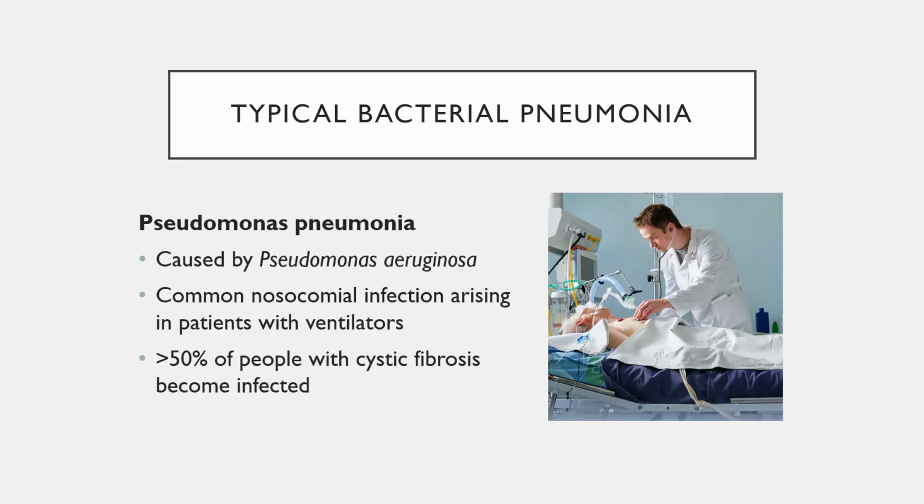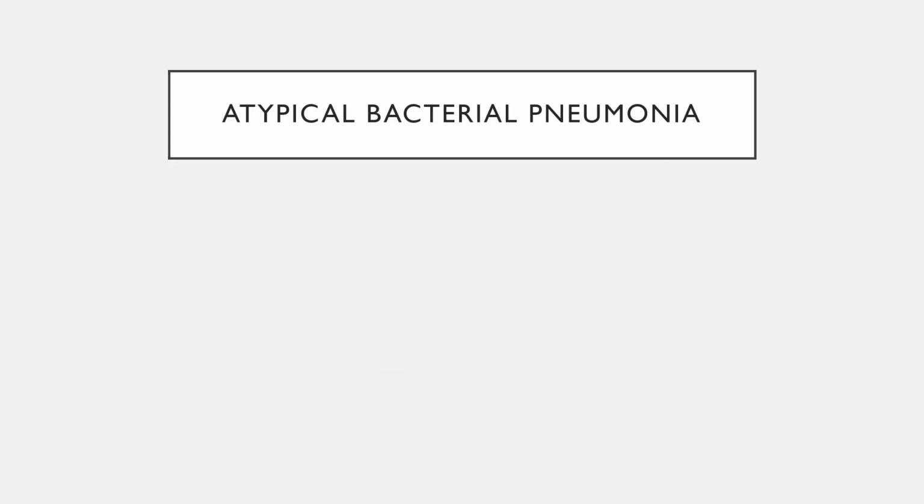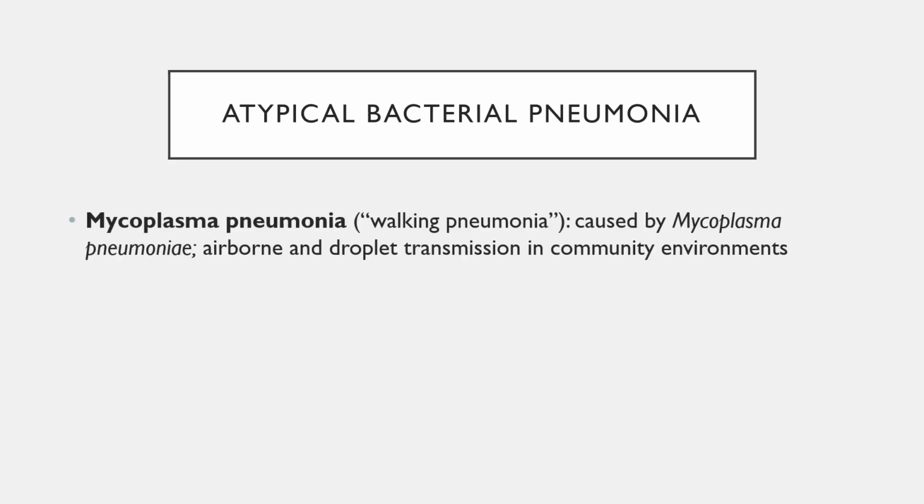And then there is atypical bacterial pneumonia. Atypical bacterial pneumonias can have a wide variety of different causes that are much less common than typical bacterial pneumonia. We are just going to highlight a few of them right here. Mycoplasma pneumonia, which is also known as walking pneumonia colloquially, is caused by the species Mycoplasma pneumoniae, and it exhibits airborne and droplet transmission, and it's especially common in community environments like assisted living facilities, for example.